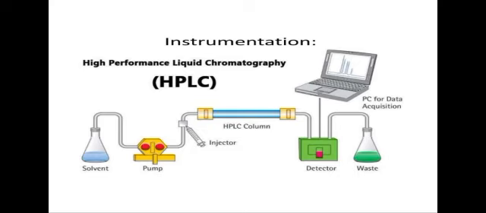Second one, mixing unit. The mixing unit is used to mix solvent in different proportions and pass it through the column. The mixing of solvent is done either with a static mixer, which is packed with beads, or a dynamic mixer, which uses a magnetic stirrer and operates under high pressure.